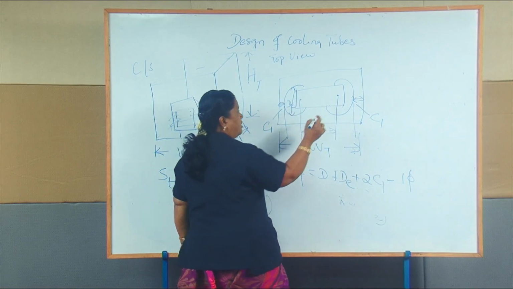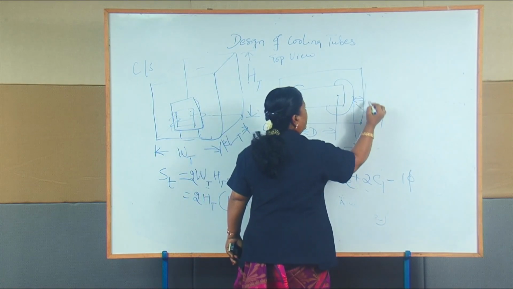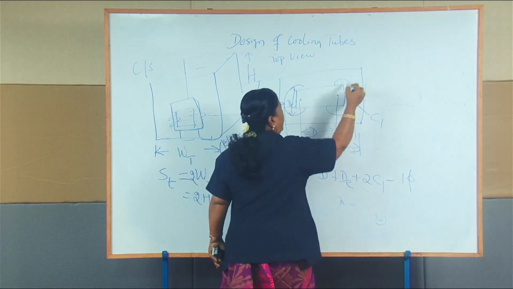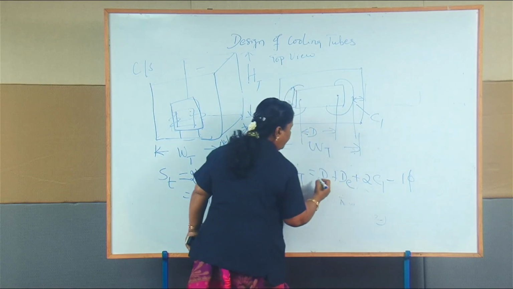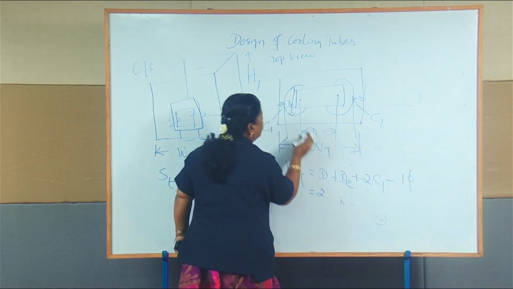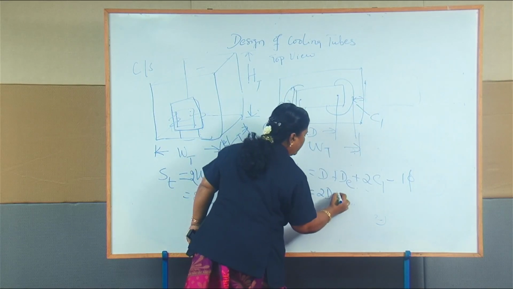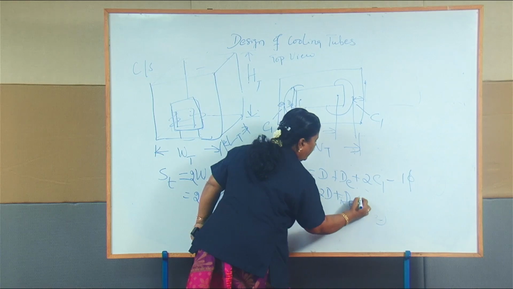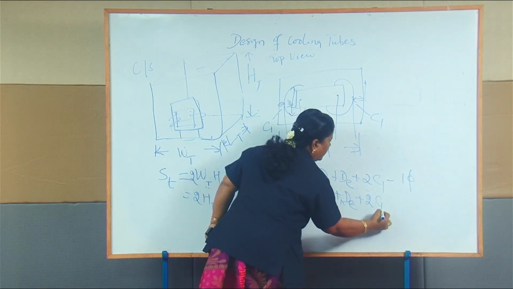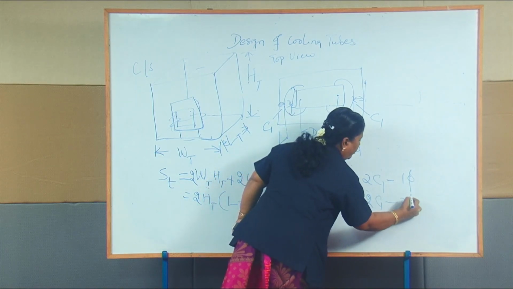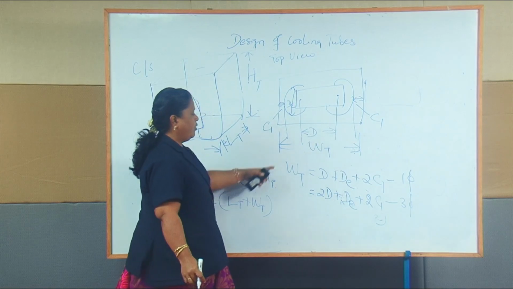In case it is a 3-phase transformer, obviously we will have one more transformer frame and winding, so instead of D you will have 2D. All the other things remain the same. So, 2D plus De plus 2C1 is the width of the transformer for a 3-phase transformer.